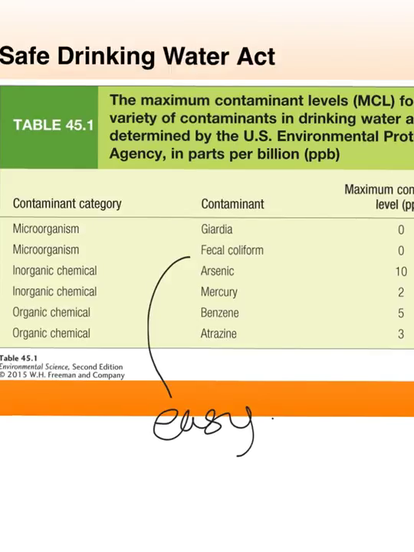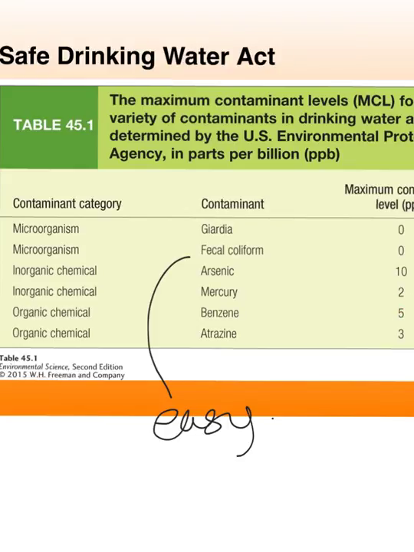If you have even a small amount of fecal coliform in your water, and it's easy to get rid of, then you know that it's probably worth testing for some of these other things, right? Because if this is easy, and we can't deal with it, then all this other stuff's probably going to happen too. So Giardia, we shouldn't have any of that in there. It's another microorganism.